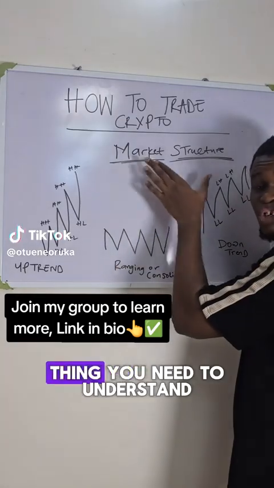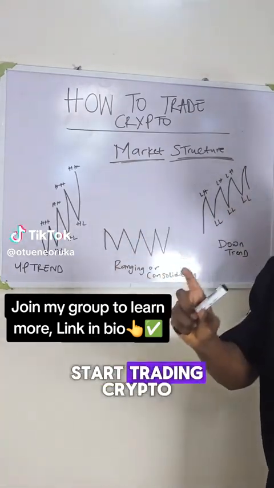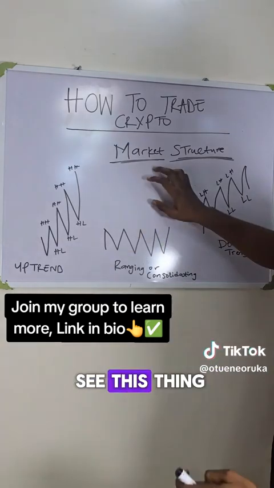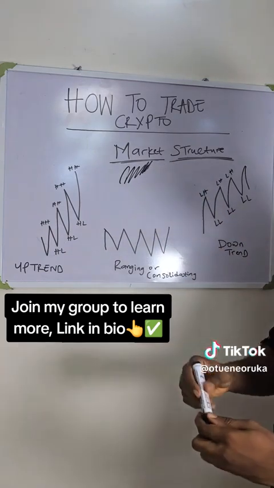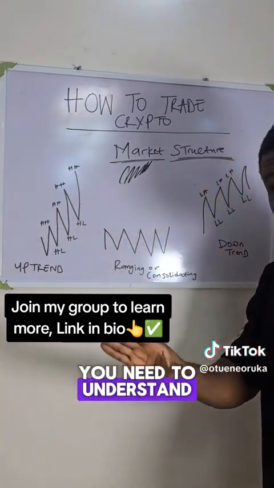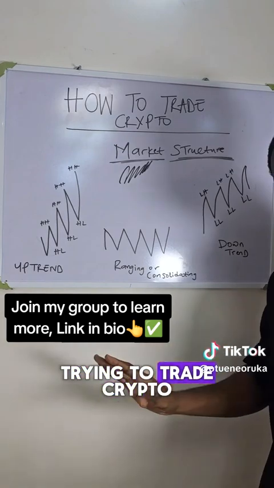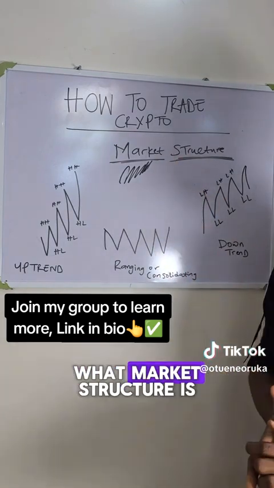This is the first thing you need to understand if you want to start trading crypto as a beginner. You see this thing, market structure. Market structure, this thing here, is the first thing you need to understand as a complete beginner trying to trade crypto. Now, let me explain what market structure is.